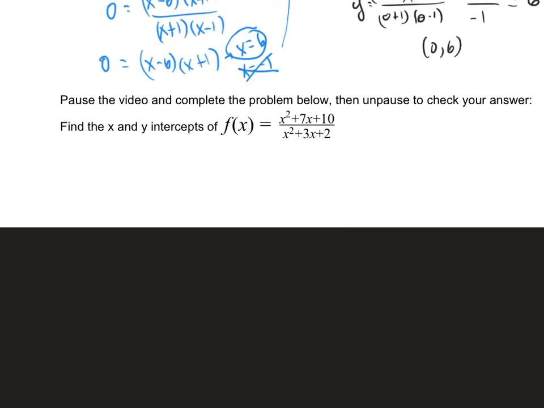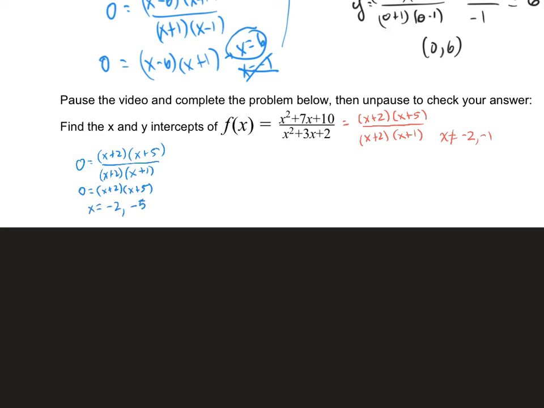We're going to factor the top and bottom. We're going to find the excluded values. And now we're going to find the intercepts. We're going to start by finding the X-intercept, letting Y equal 0. Multiply through by the LCD. Solve for X. And compare it against the excluded values. So my X-intercept is negative 5, 0.